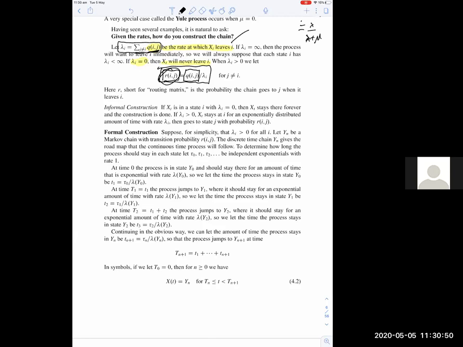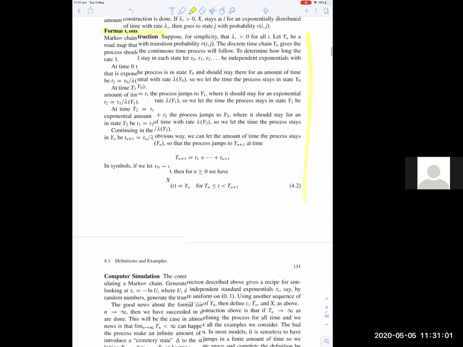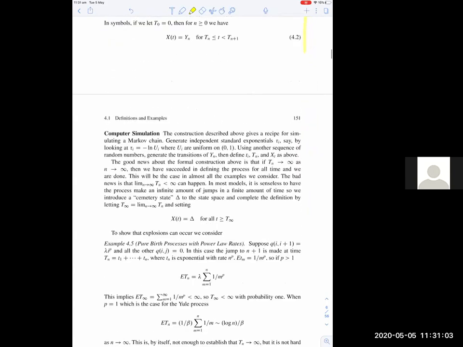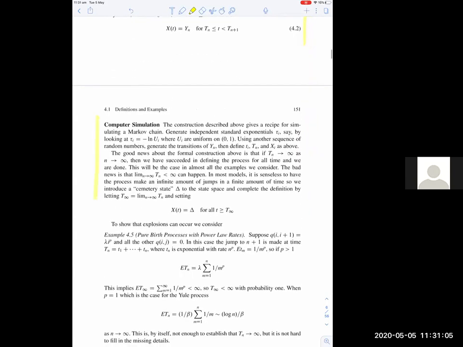Now, did that help? Okay, yeah. So here is a formal construction, and I'll let you read this, but please do ask me questions later. And I'll get to this section now, computer simulation. Sometimes when you see a computer simulation, you get a clear understanding of how it actually works.